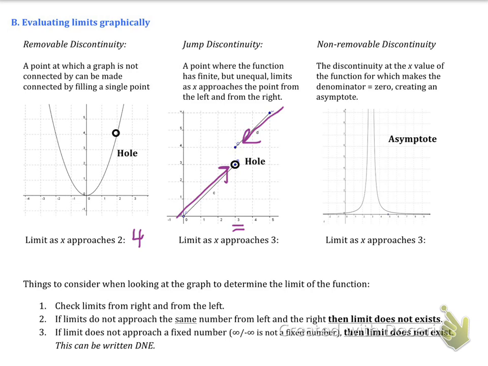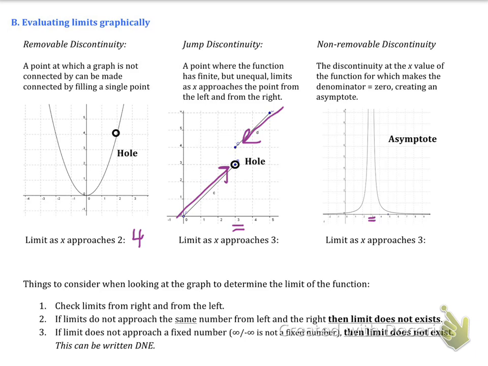And then when you have non-removable discontinuity, this is where the x value of the function makes that denominator 0, which creates an asymptote. So think of your rational function. So you know what an asymptote is. So as the limit approaches 3 here, then again, from both sides, we're not approaching a number. We're going towards an asymptote, so that's not going to work.